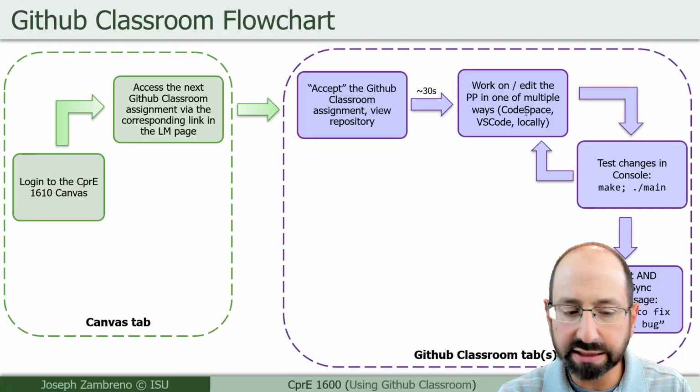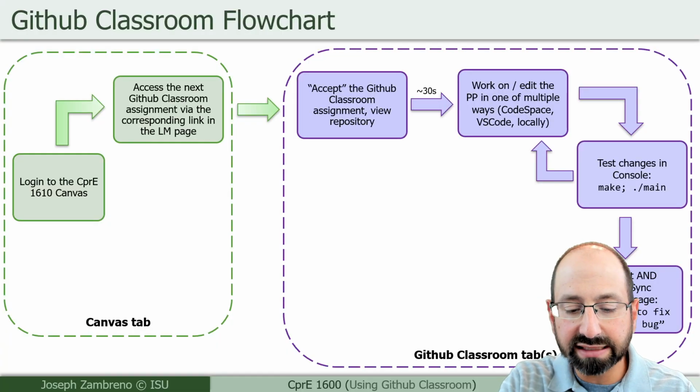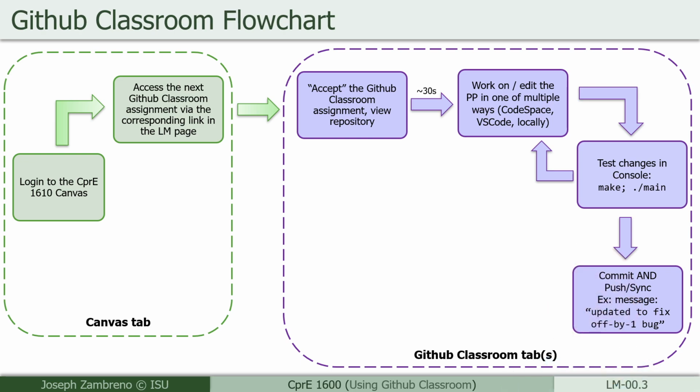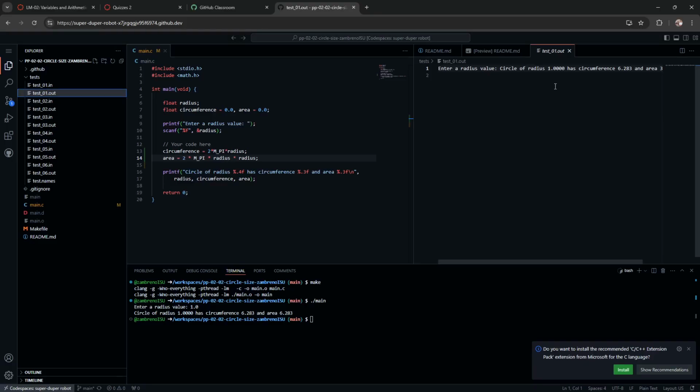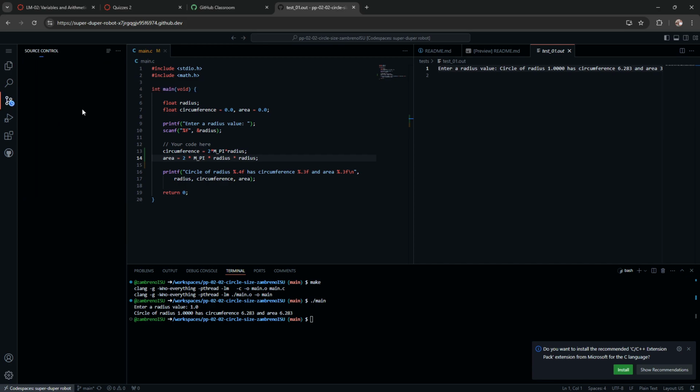Going back to our slides here briefly, there's then that next box where it says commit and push / sync with some sort of message associated with it. This is a very Git and GitHub specific thing that is required to use this infrastructure. I would say every time you are making a quote unquote meaningful change to your programs, you should be doing that commit and push.